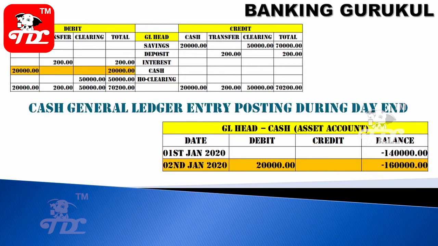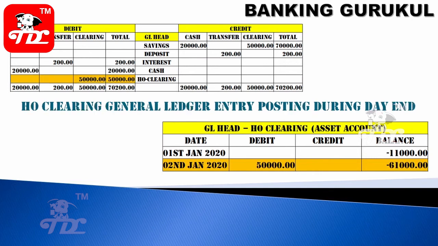And the general ledger entry posting during day end for cash. If you see the cash, 20,000 is debited. So always an asset will be a debit balance. Previously 1,40,000, now we have debited 20,000. So it has become debit 1,60,000. We are tallying each general ledger entry. So in the HO clearing general ledger, only one entry is there, that is debit. Previously it was 11,000 rupees, now we have debited 50,000. So it has become 61,000.